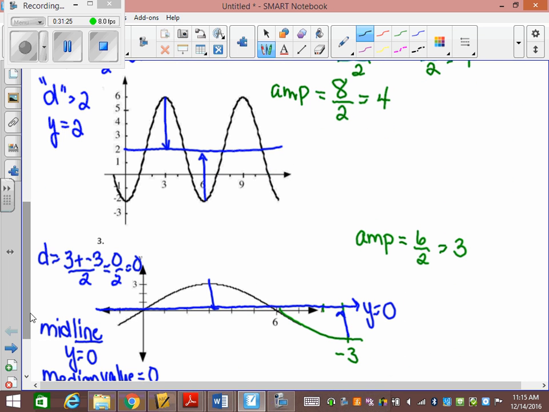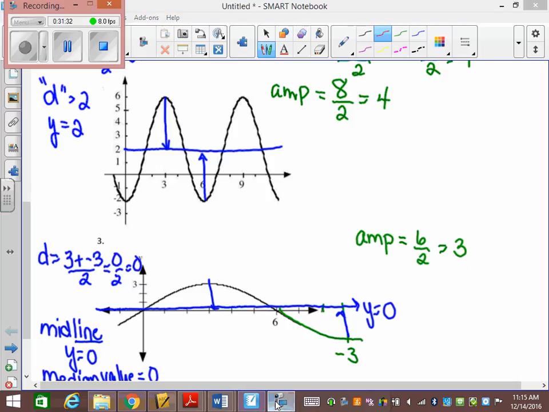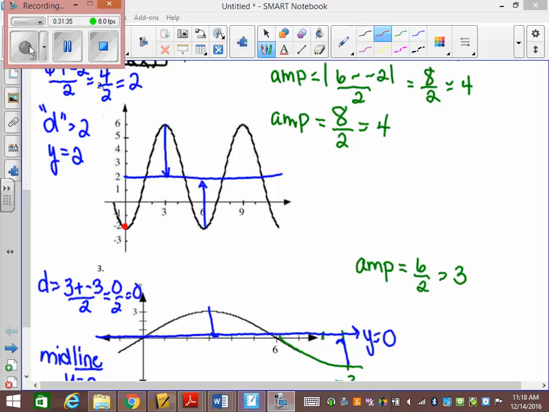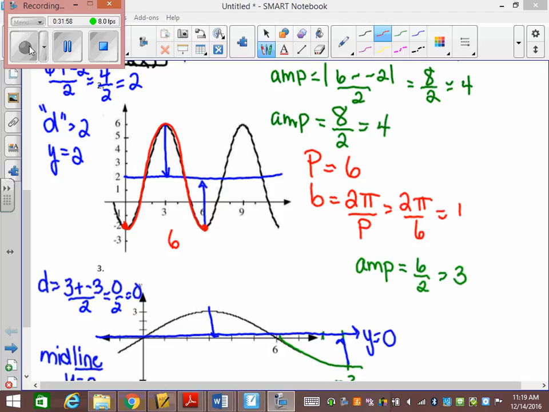Okay, what's the period of this graph? I'm going to start on the x-axis. If we go from the x-axis, it's actually at a minimum. We'll go back to a minimum. And when did it repeat itself? 6. So this graph repeats itself every 6. So b equals 2 pi divided by p. So it's going to be 2 pi divided by 6, and you're going to get pi over 3.